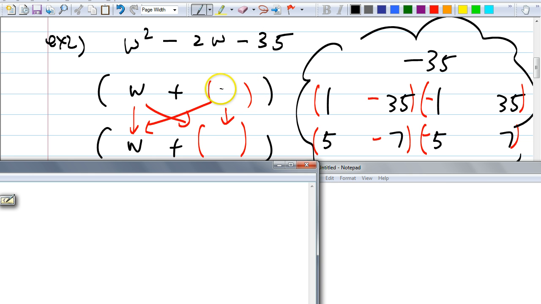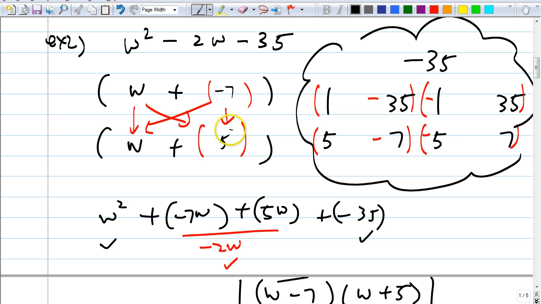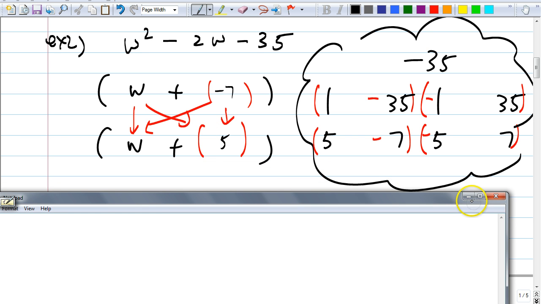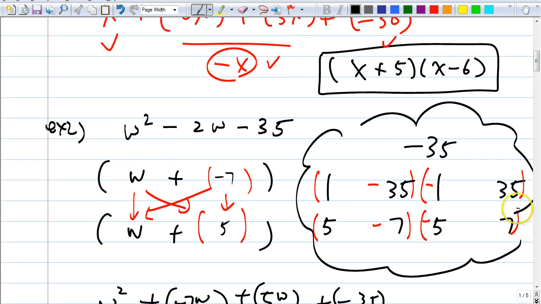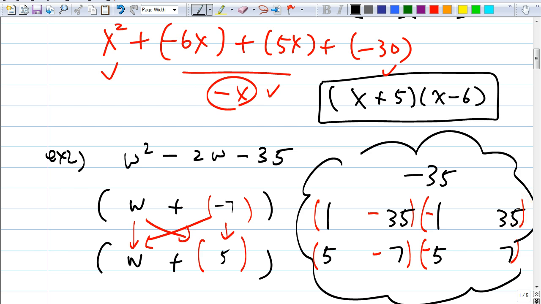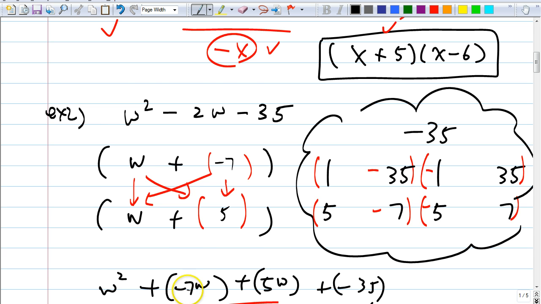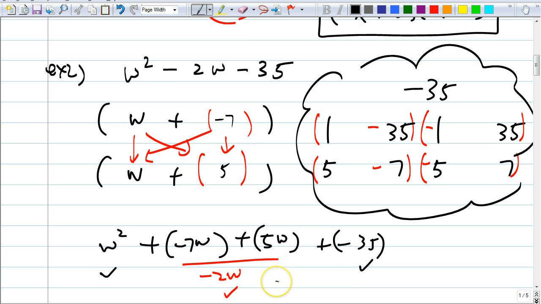How many people agree? I just said it was correct. By the way, how come the other one doesn't work? Why can't we do negative 5 and 7? Wouldn't that work? No, it wouldn't, because in order for the middle term to be negative 2w, you have to have more negative. That's why I like this vertical method. When you do the cross, you're going to get 5w, and then here you're going to get negative 7 times w, which is negative 7w. You see how the diagonals give you the middle term? So don't you get negative 7w plus 5w, and you get negative 2w. So it checks.